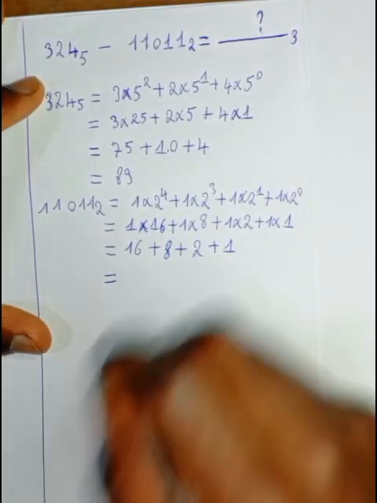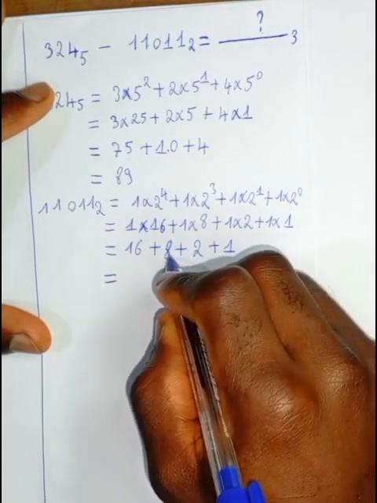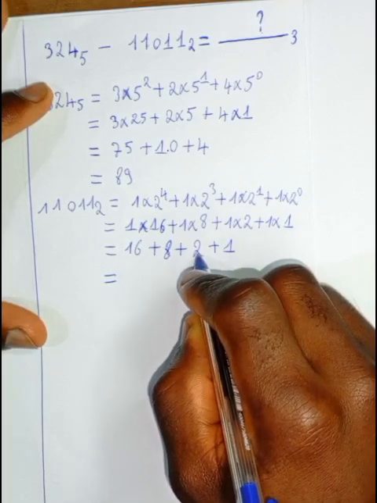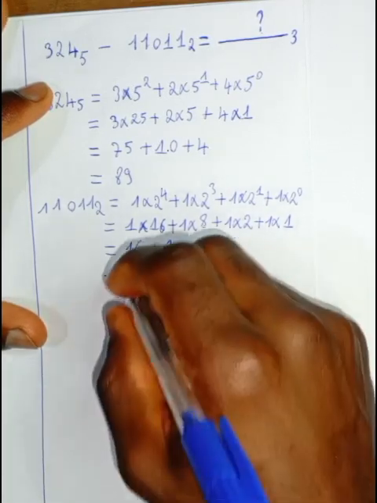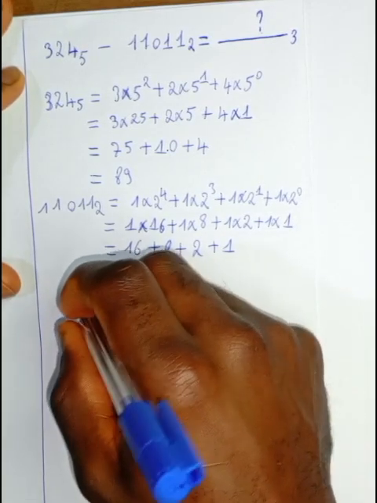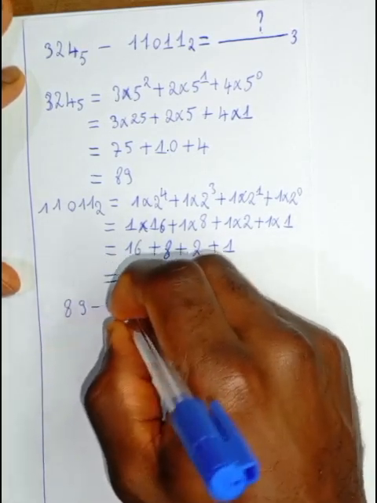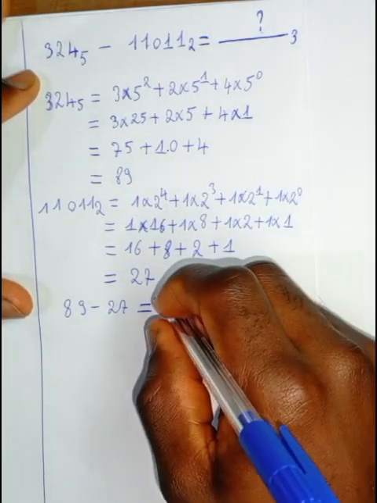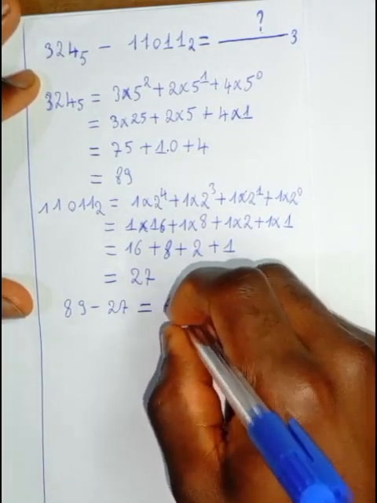This will be equal to 16 plus 8 gives us 24. 24 plus 2 gives us 26. 26 plus 1 gives us 27. Now we take 89 minus 27. This will simply be equal to 62.